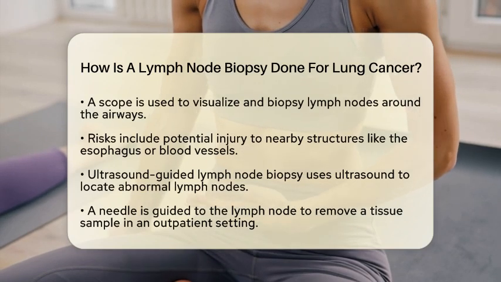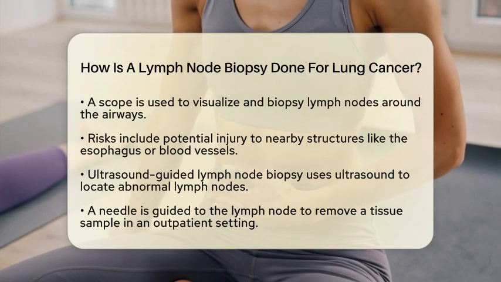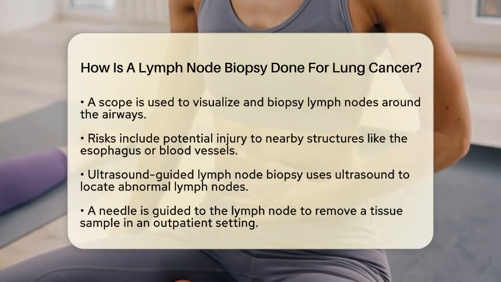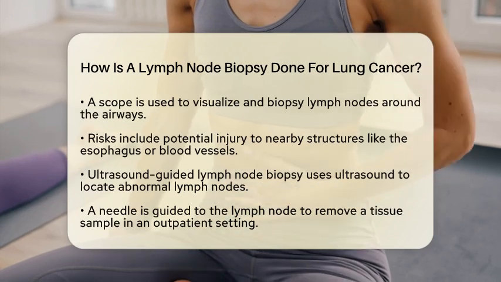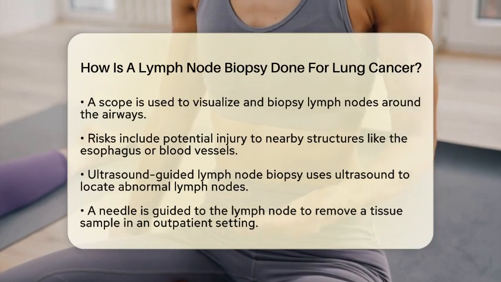This method is often used to stage lung cancer by determining if cancer has spread to the mediastinal lymph nodes. However, there are risks involved, such as potential injury to nearby structures like the esophagus or blood vessels. Another method is the ultrasound-guided lymph node biopsy.